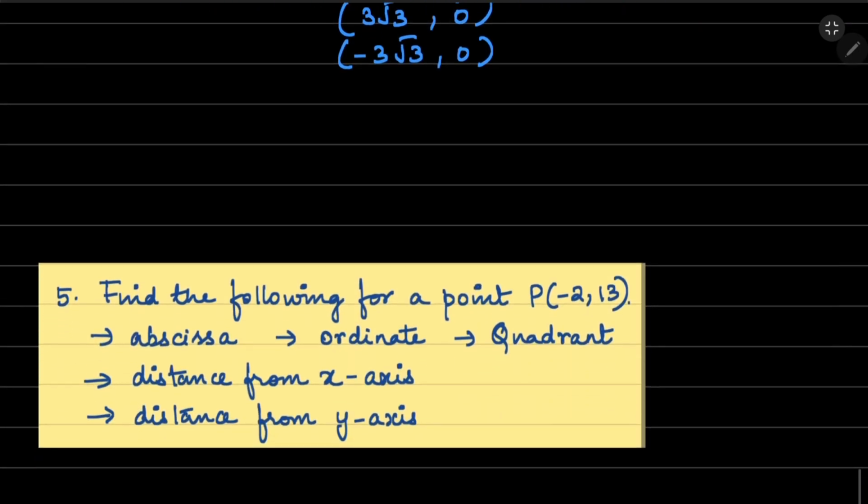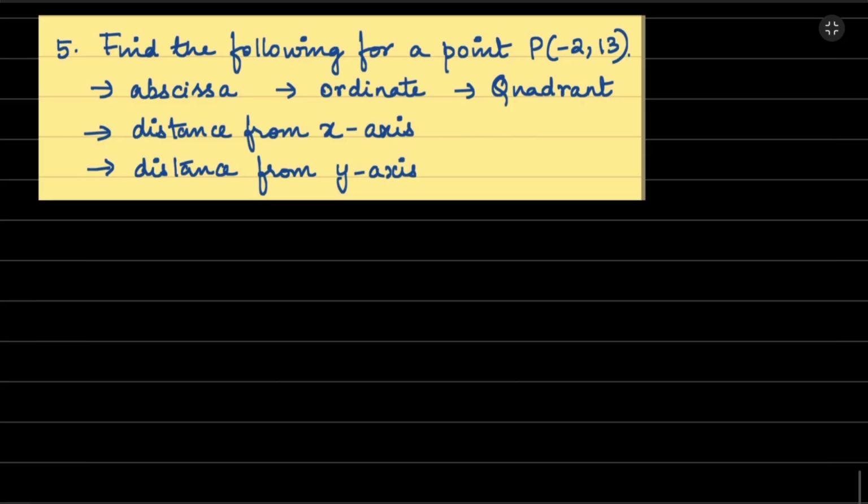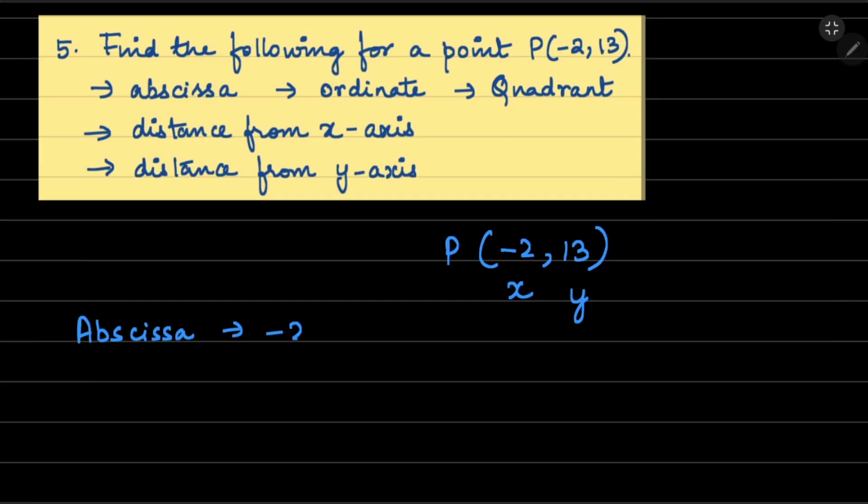Now, the last question. Find the following for a point minus 2 comma 13. So you are given a point P, minus 2 comma 13. This is your x coordinate, this is your y coordinate. What do you mean by abscissa? Abscissa means your x coordinate. What's your x coordinate here? It is minus 2. What do you mean by ordinate? Ordinate means your y coordinate. What is your y coordinate? It is 13.